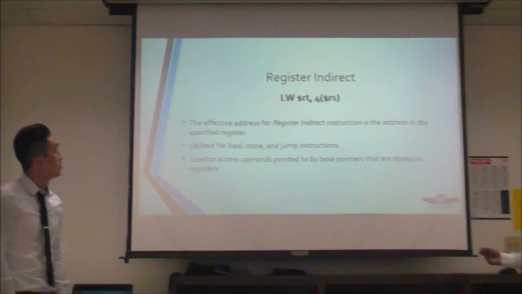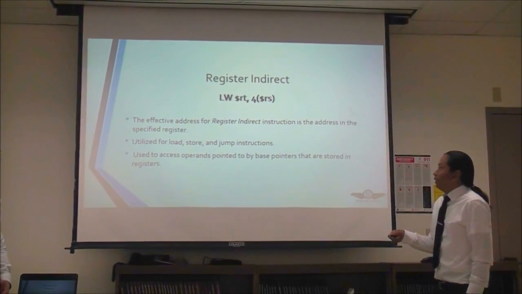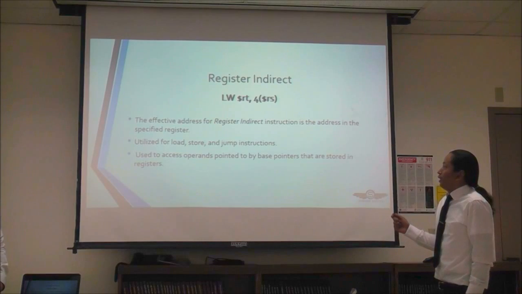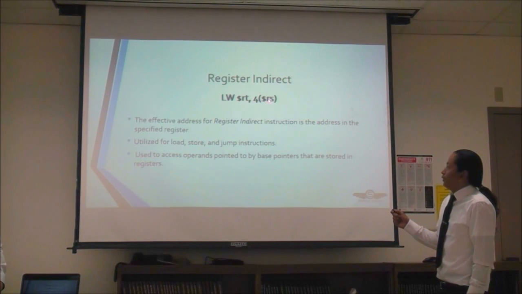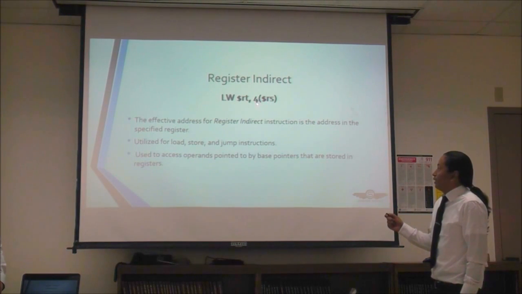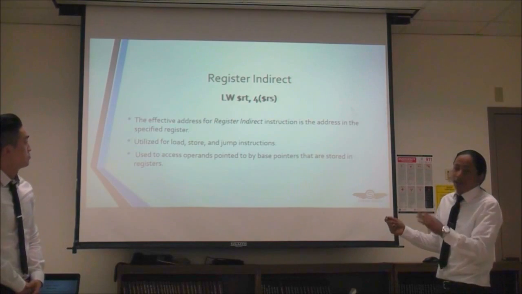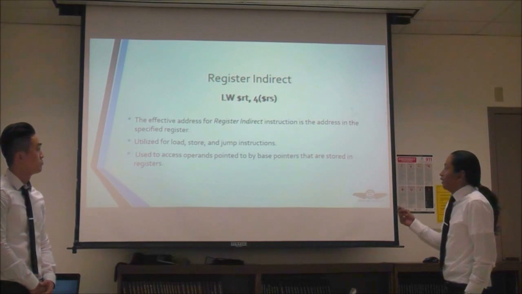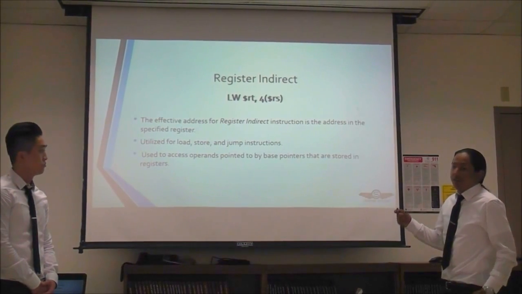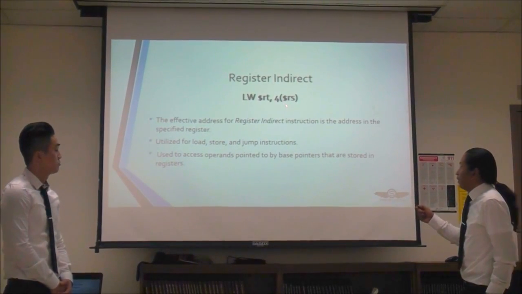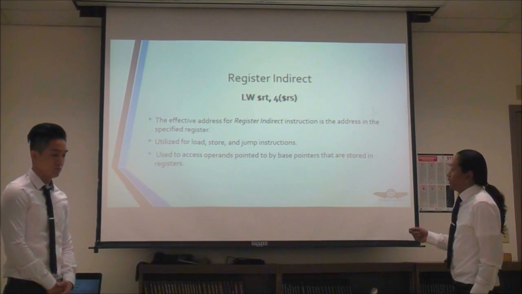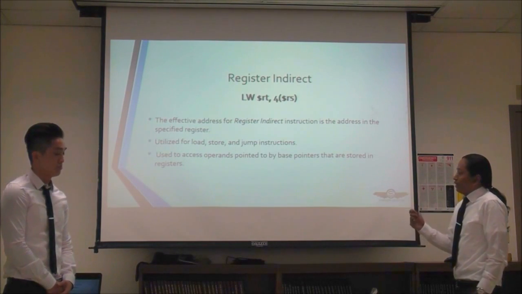So for register indirect, an example is load word. It's kind of like base plus offset, where the base address is indicated by RS and the offset is added to that address. So the effective address is in the register and not actually just an immediate value. It's utilized for load, store, and jump instructions.